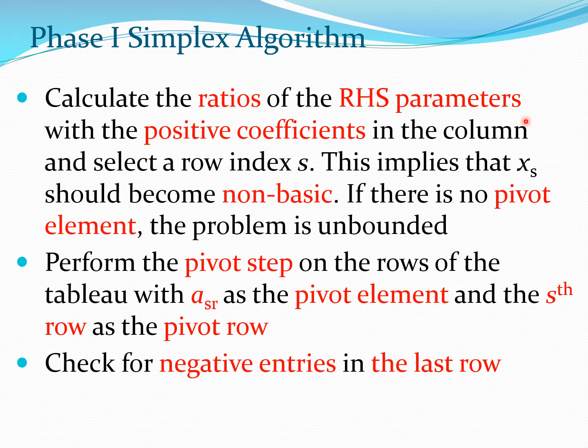Calculate the ratios of the right-hand side parameters with the positive coefficients in the column and select a row S. This implies that S should become non-basic. If there is no pivot point here, the problem is essentially unbounded, and so you have to look at your problem again. Now if you have a proper pivot point, perform the pivot step on the rows of the tableau with a_Sr as the pivot and the Sth row as the pivot row, and also check for negative entries in the last row.